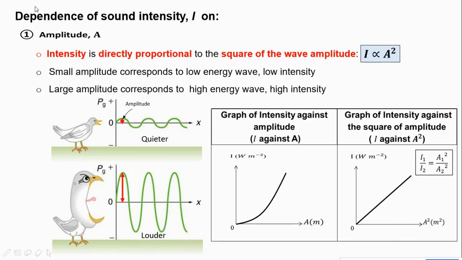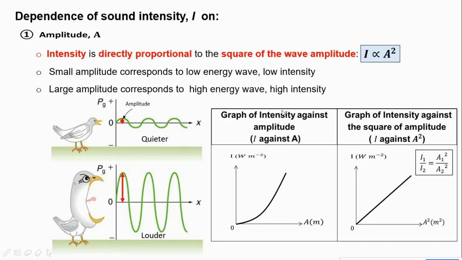Here we have the dependence of the sound intensity on the first one, amplitude. The intensity is directly proportional to the square of the wave amplitude. So small amplitude corresponds to a low energy wave, which means low intensity. And large amplitude corresponds to a high energy wave, meaning high intensity. The graph here shows that if we have lower amplitude, it is quieter, and if we have louder, it means we have higher amplitude.